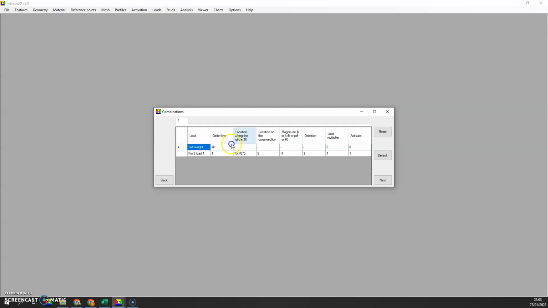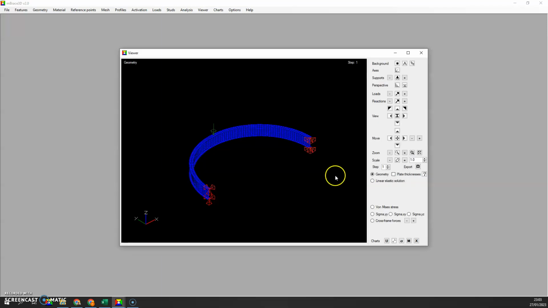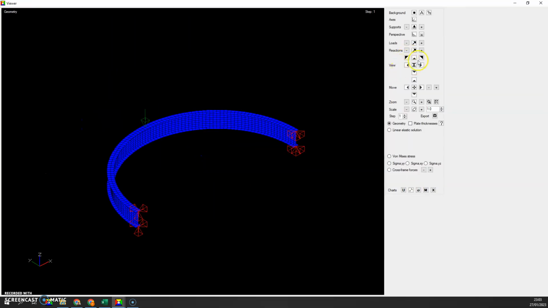We are not turning on the self-weight. We could, of course. This is just a very simple example to see what's the behavior of that semicircular beam under a point load at midspan. We can run the analysis. It takes a few seconds to run, less than 10 seconds.